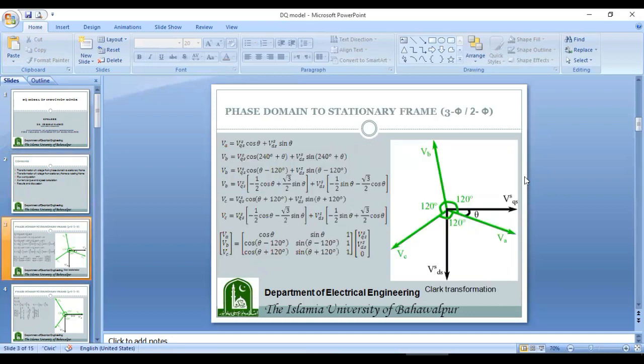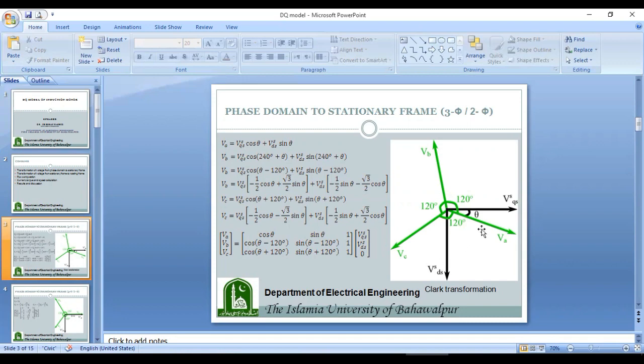So phase domain quantities can be transformed to the two phase DQ axis quantities by following these trigonometric identities. And in this figure, I have arbitrarily chosen the direction of VA over here. This is VB and VC, and it is always 120-degree angle between each of the three phases. And this is the quadrature axis, and this is the direct axis. So first transformation corresponds to the stationary frame, and that's why this is VQSS, and here Q corresponds to the quadrature. This S corresponds to the stator side of the induction motor, and this superscript S corresponds to the stationary frame. Similarly, this is the direct axis voltage referred to the stator side in the stationary reference frame.